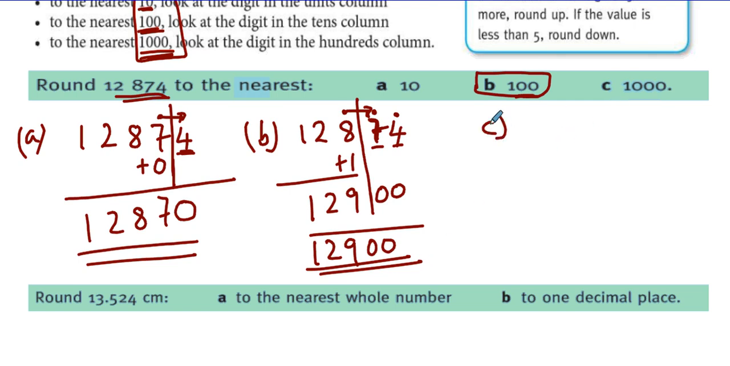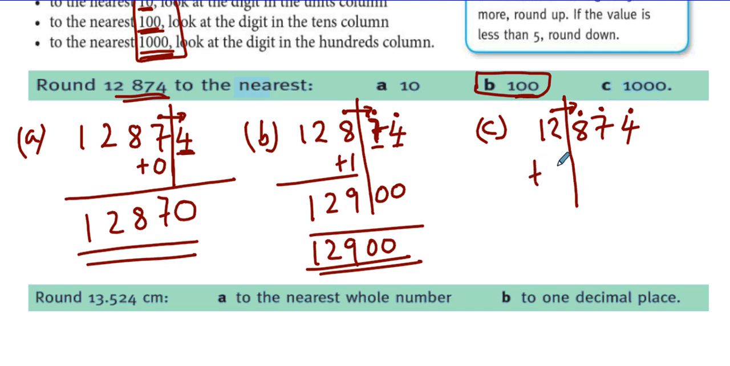But C, round this number to the nearest 1000. Okay, so the number is 12,874. Round it to the nearest 1000. Let me check where the thousands place is. This is ones, tens, hundreds, thousands. Check on your right-hand side. There is 8. Keep a boundary over here.